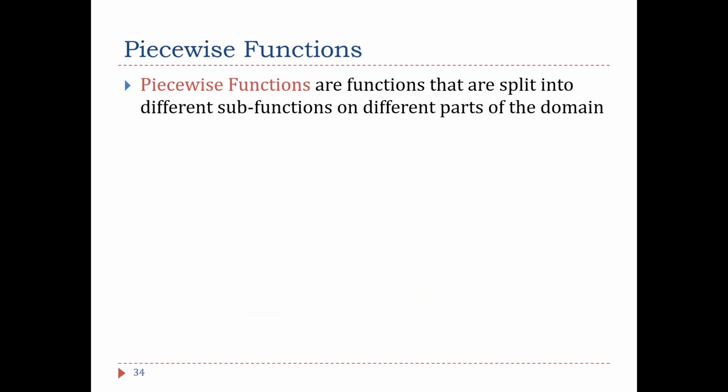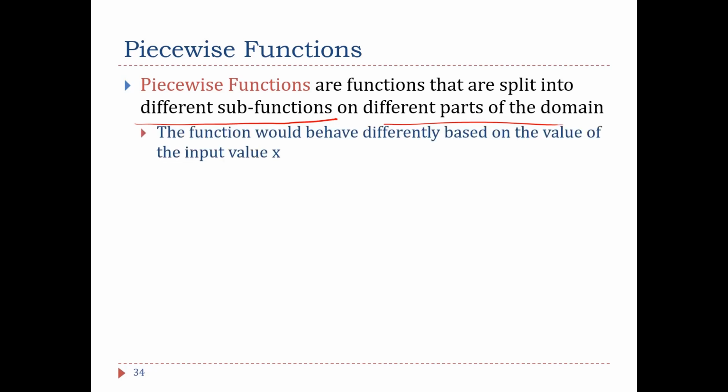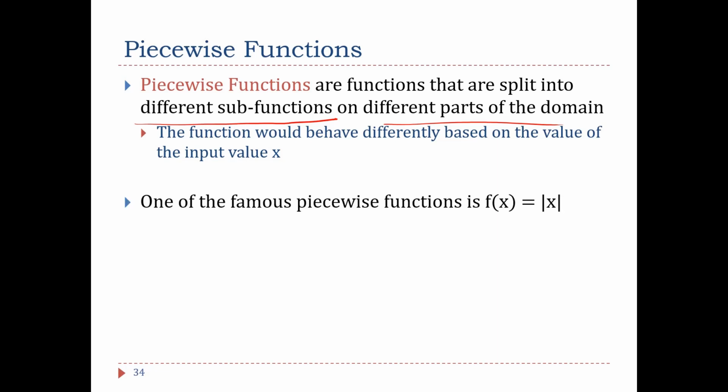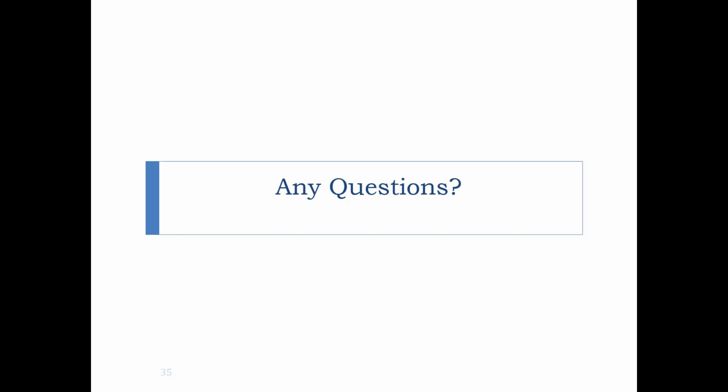The last part is about the piecewise functions. So these are functions that are split into different subfunctions on different parts of the domain, just to make them functions finally on the whole domain. So the function would behave differently based on the values of the input value x. So one of the famous piecewise functions is the absolute value, f of x equal to the absolute value of x, where this is equal to x if x is greater than or equal to 0, and minus x if x is negative.